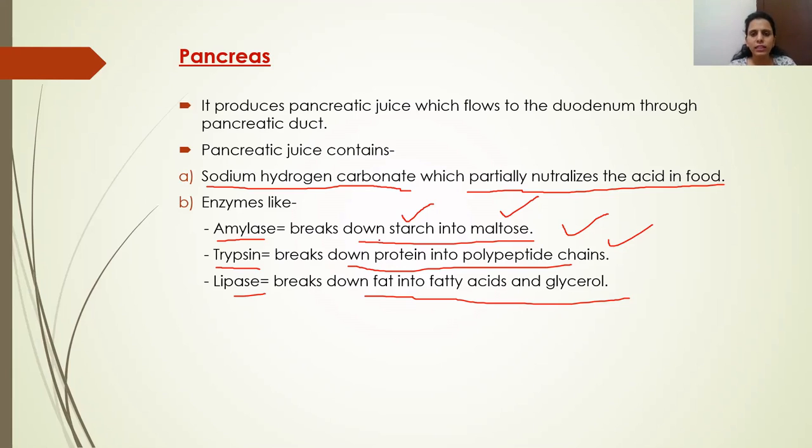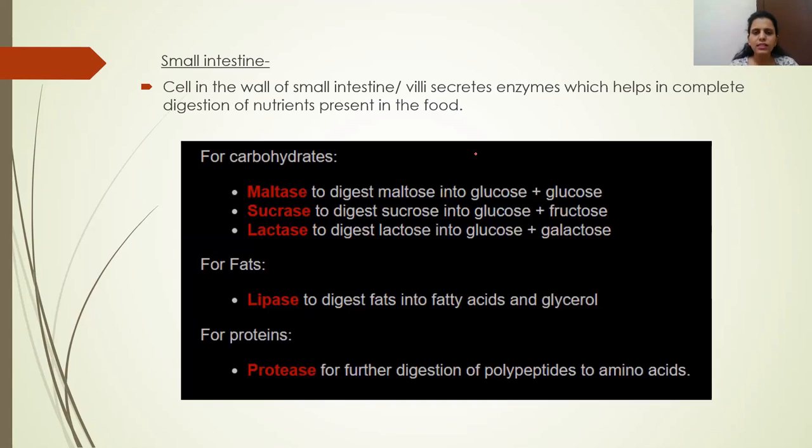This small intestine produces different enzymes. Now remember, the wall of the small intestine does not produce any juice. The cells present in the wall of the small intestine, or the cells present in the villi, about which we will learn in the next video, the cells present in the outermost wall of the villi already have enzymes. So they directly secrete these enzymes, which help in the complete digestion of the nutrients present in the food.